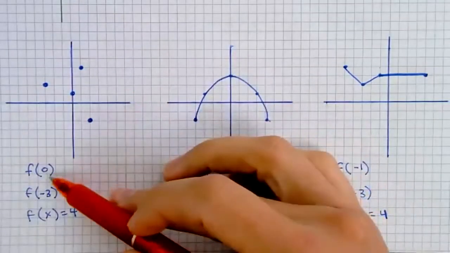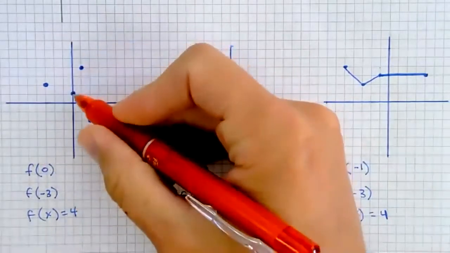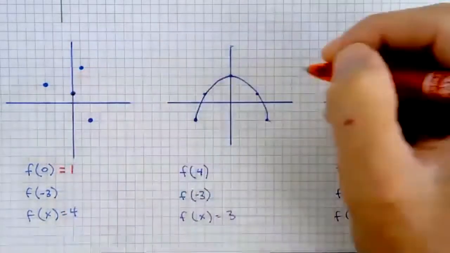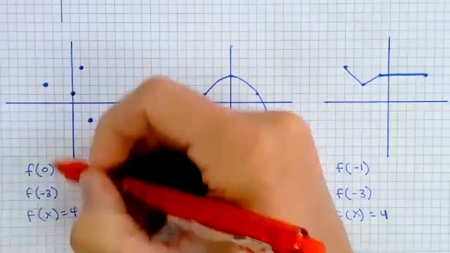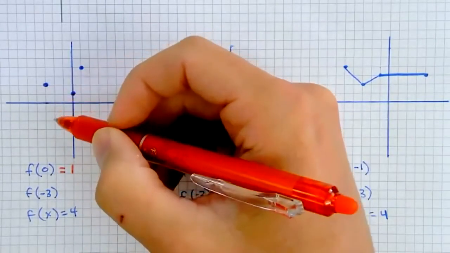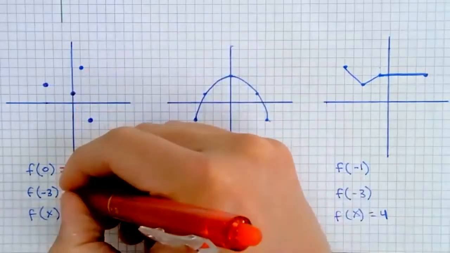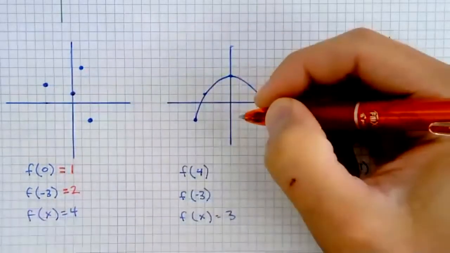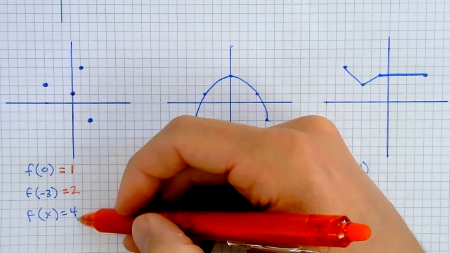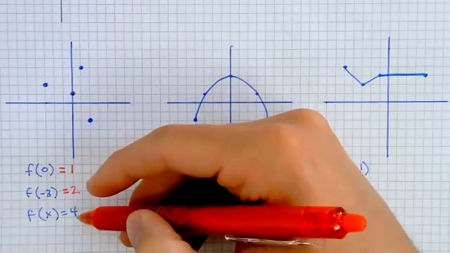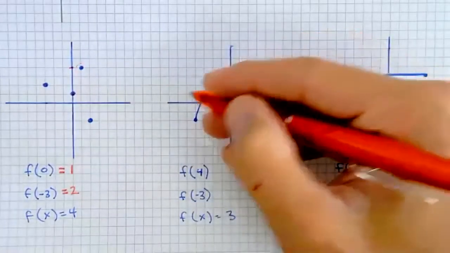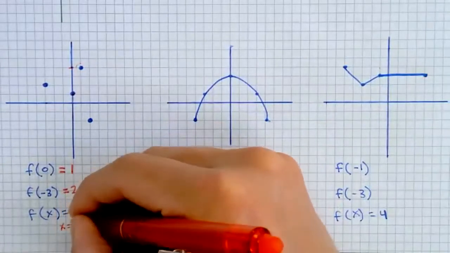f of 0, which is our x value, y value right there at the top in the middle here. So we should have a y value of 1 for that point right there. f of -3, 1, 2, 3 to the left. Here's the point that hits that mark. It has a y value of 2. Okay, and then f of x equals 4. So that is given the output, it's being given the y value, 1, 2, 3, 4. Here's the point I'm looking for, okay, and it has an x value of 1.